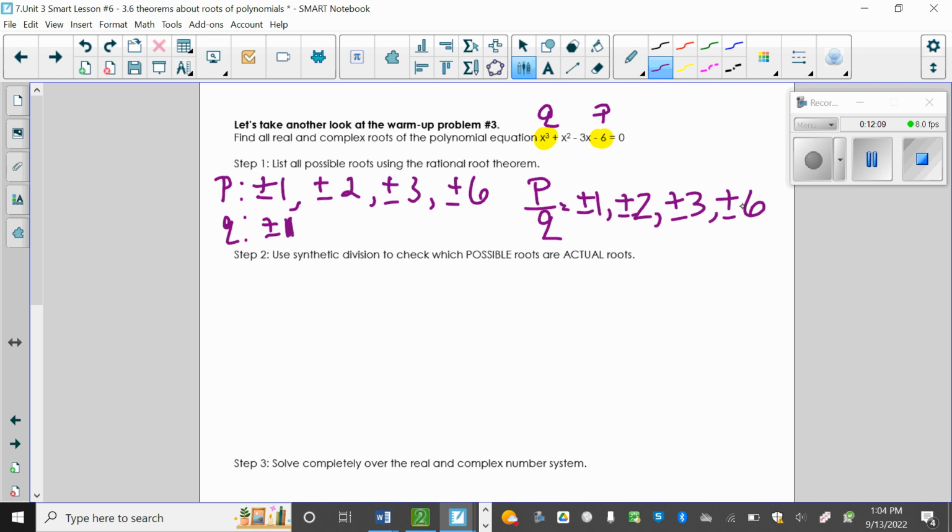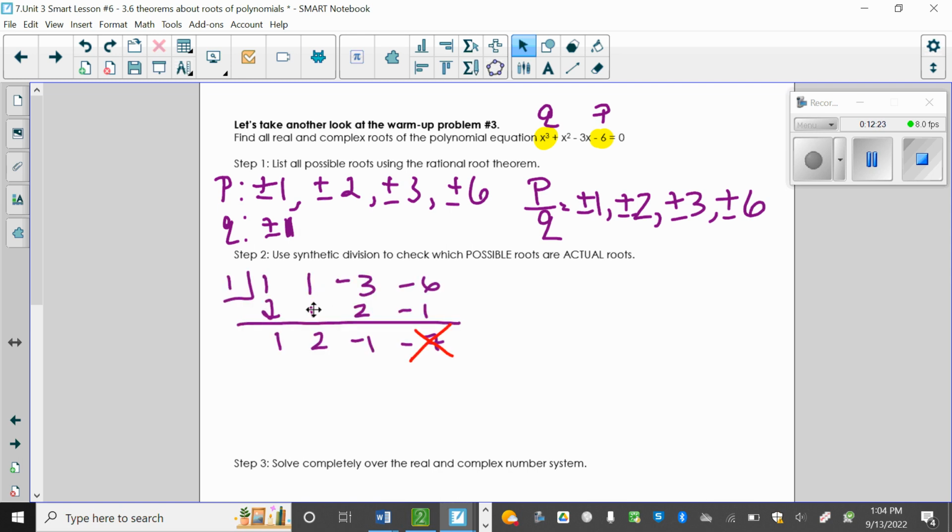So I'm just going to go in order. I'm going to start with positive 1. Let's go ahead and divide x to the third plus x squared minus 3x minus 6 by positive 1. I divide by positive 1, and I do not get a remainder of 0. I get a remainder of negative 7. So that means that x equals 1 is not a root of our polynomial.